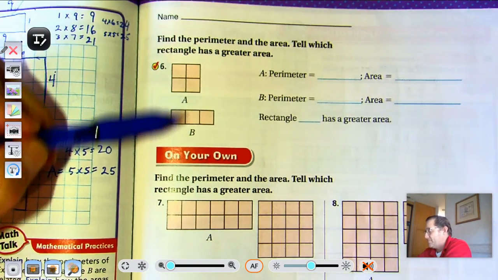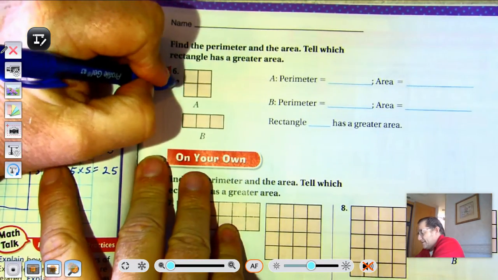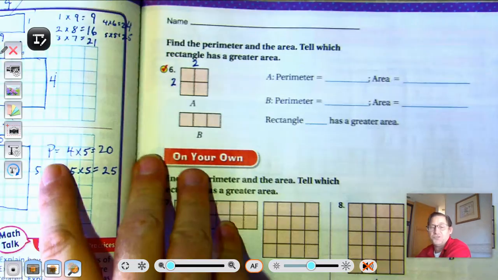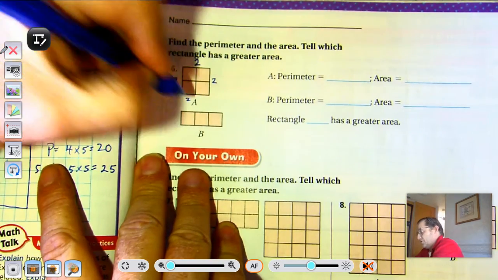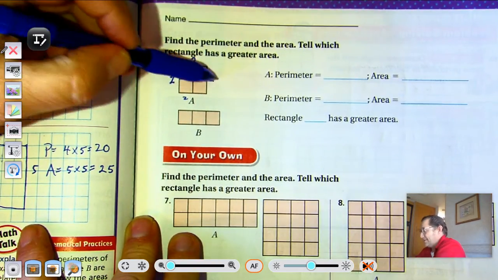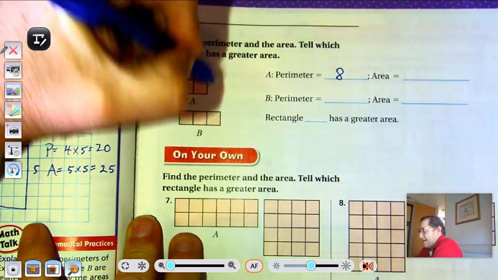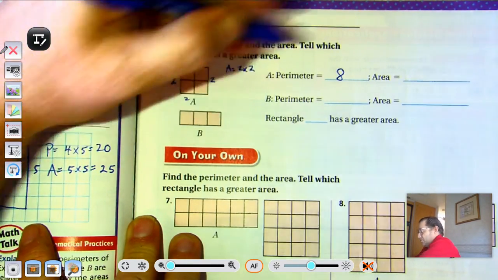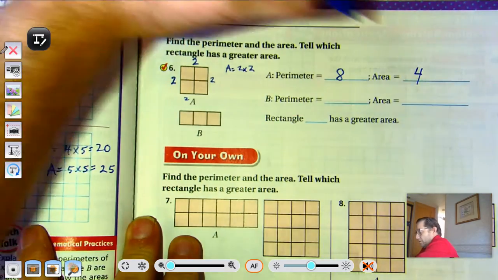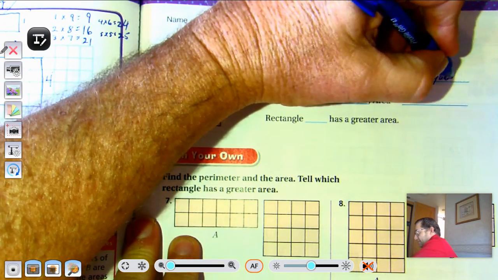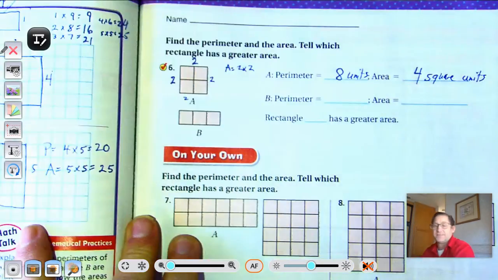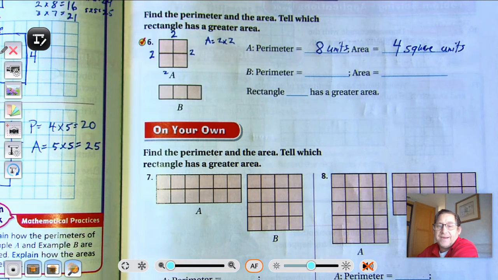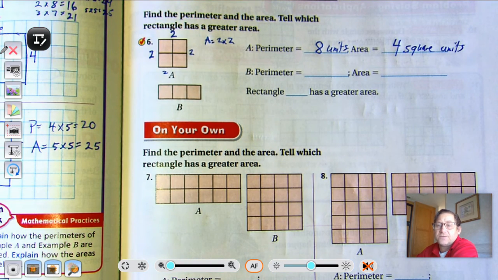So we have rectangles A and B. A is 2 by 2, and so the other two sides are also 2. So the perimeter is 2, 4, 6, 8, and the area is 2 times 2, so 4 square units. So the perimeter of A is 8 units, and the area is 4 square units.